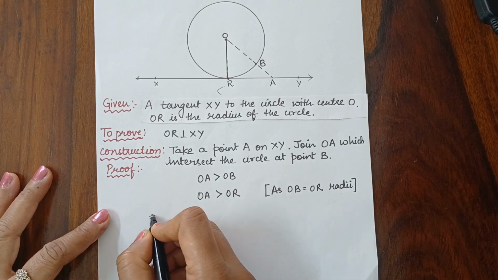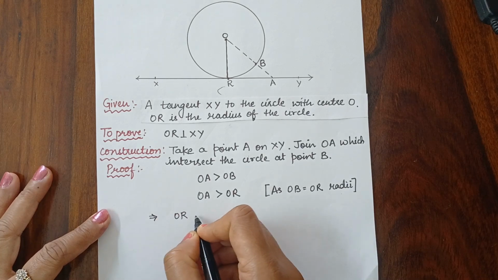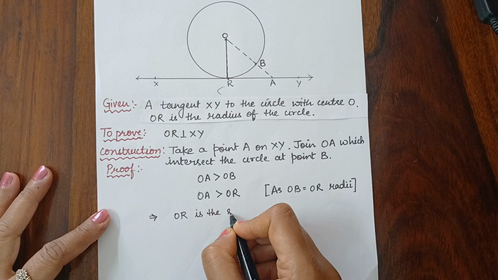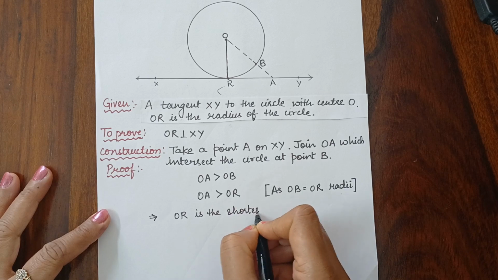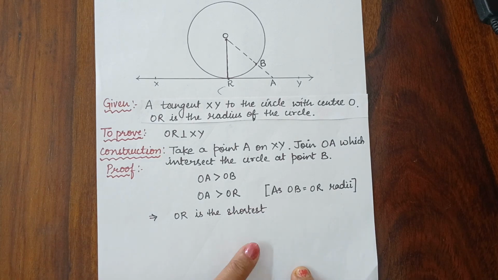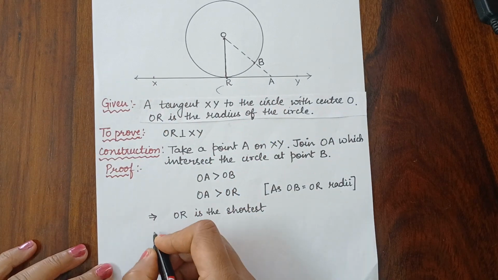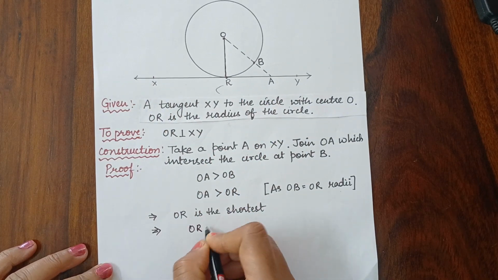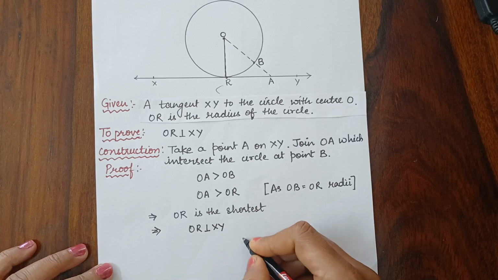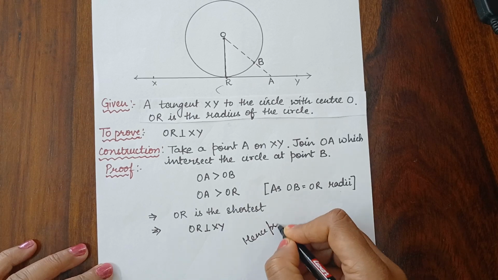So this implies OR is the shortest distance, OR is the shortest. So if it is the shortest, it means it is perpendicular to XY. So this implies OR is perpendicular to XY, hence proved.